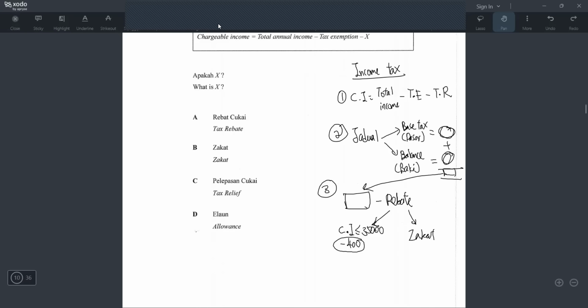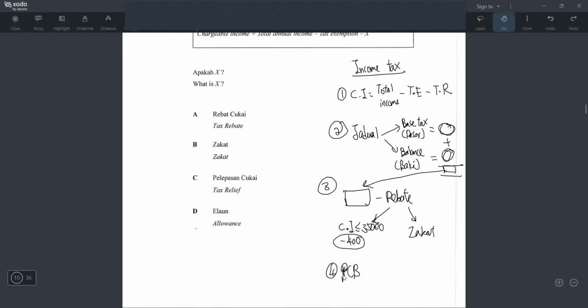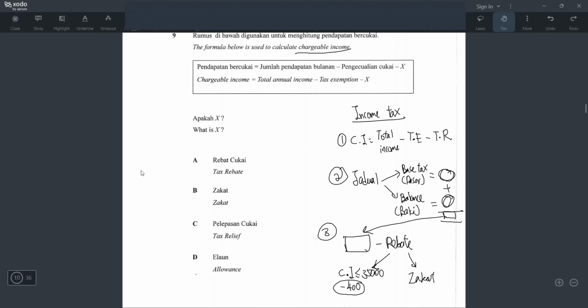But there is actually another step called PCB. But I don't want to get into that because this question didn't even ask about that. But if got PCB, you have to consider these steps. Lah. Okay, but let's see what they want. They just want the chargeable income formula. So it's total income minus tax exemption minus tax relief. So the answer is C.